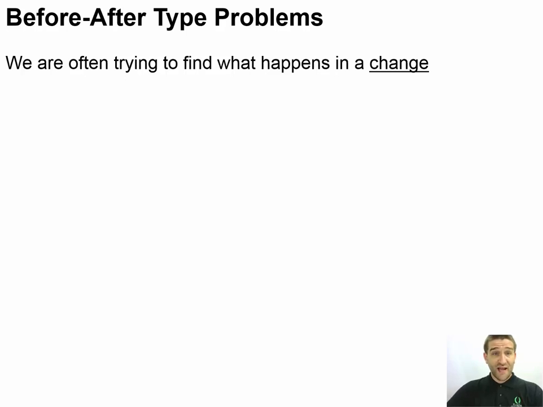A lot of the time in an ideal gas law problem, we're actually trying to see what's going to happen after there's a change. And so we can categorize those as being before and after kind of problems. We're going to have information about how the system was at the beginning. Something happens, here's our new set of conditions, and we're going to look at that change.